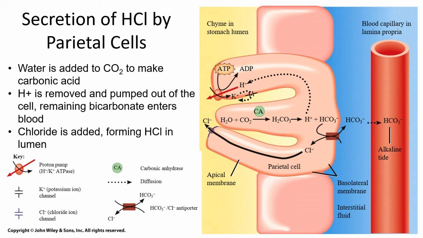The other important bit here is the chloride ion. So the chloride ions are passing into the parietal cells through a channel, so they're passing in from the interstitial fluid, and they're going to be passed out into the lumen where they'll combine with hydrogen protons and form hydrochloric acid, HCl.